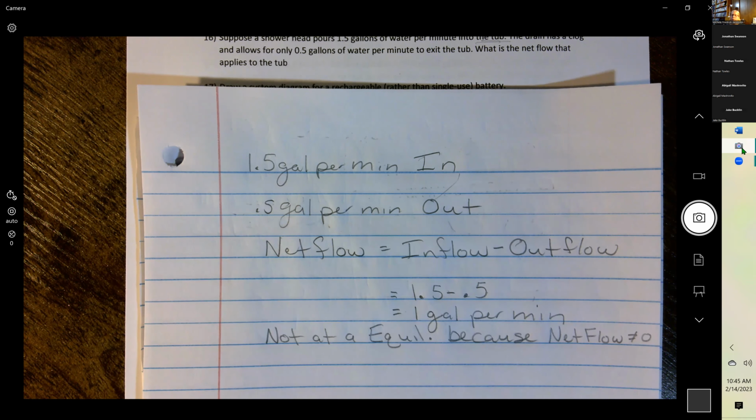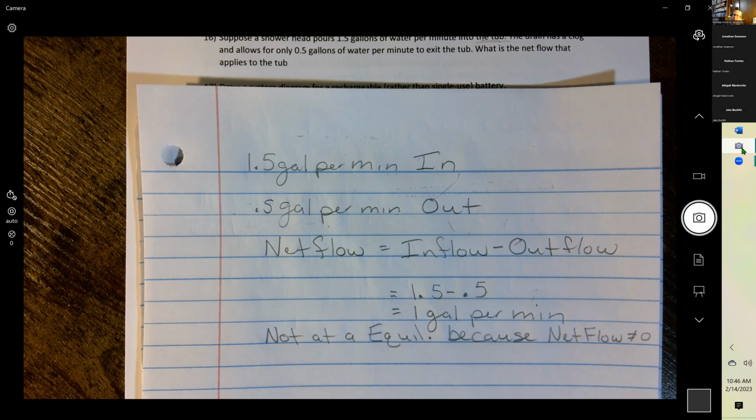Any questions on that? So think about, if I keep pouring water in and nothing's going out, eventually it's going to overflow. But those would be types of questions I would ask with a net flow problem. Any questions on that one?